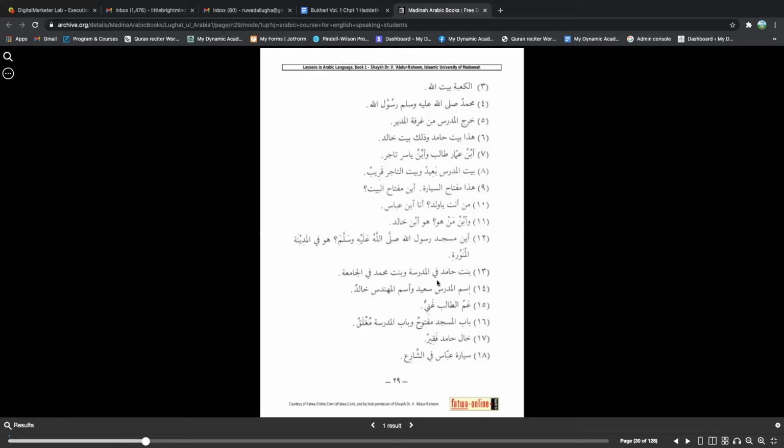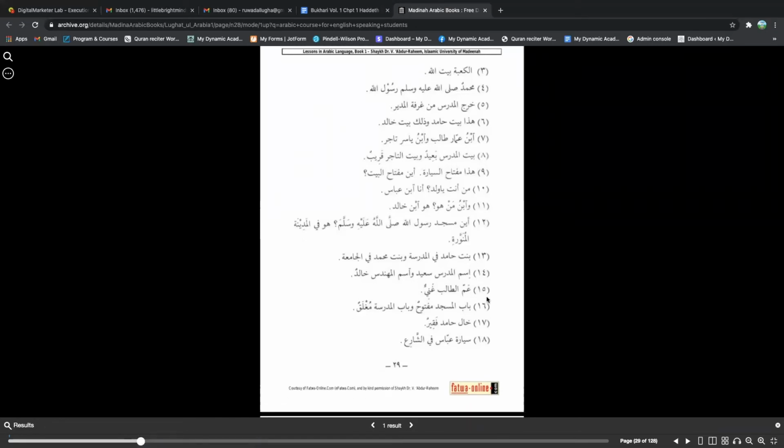That would mean a regular public school, which could be thanawi, or ibtida'iyah could be primary or secondary. Bintu Hamidin fil madrasati, wa bintu Muhammadin fil jami'ati. And the daughter of Muhammad is in the jami'a. She's in the university. Okay.